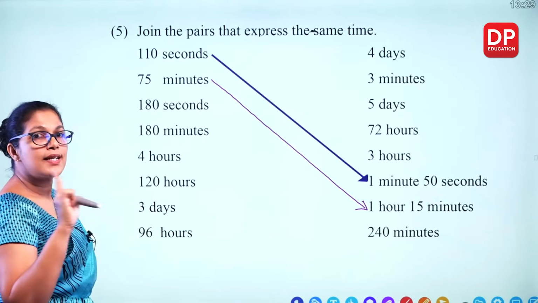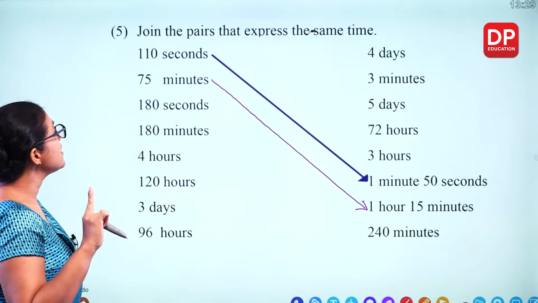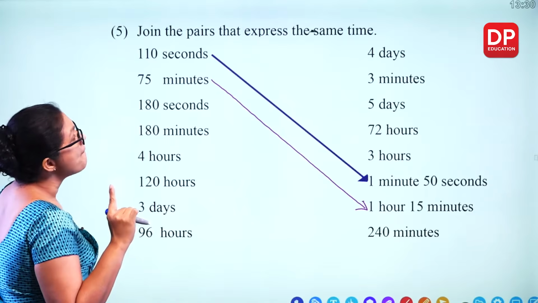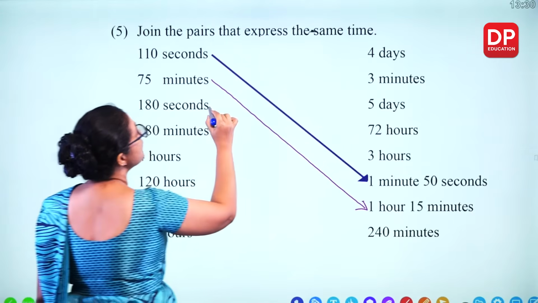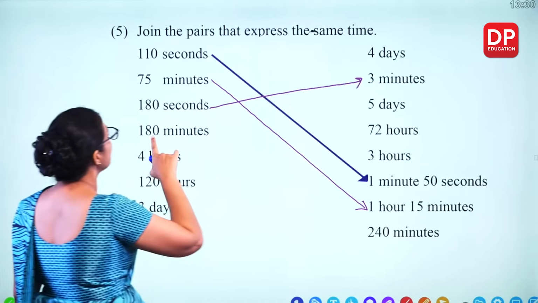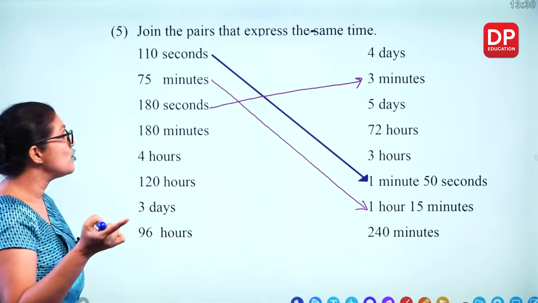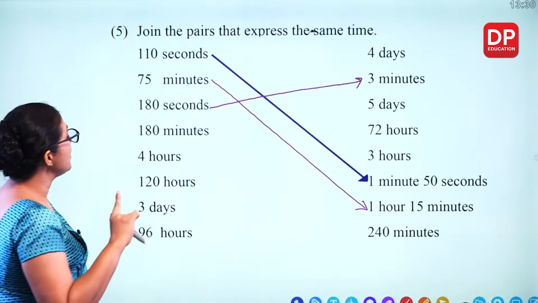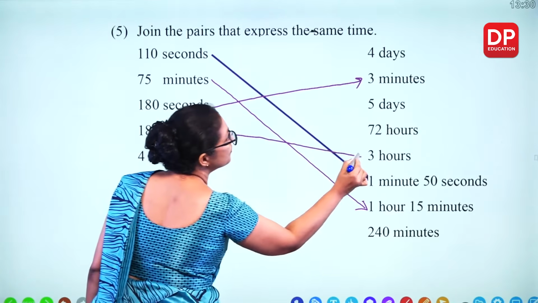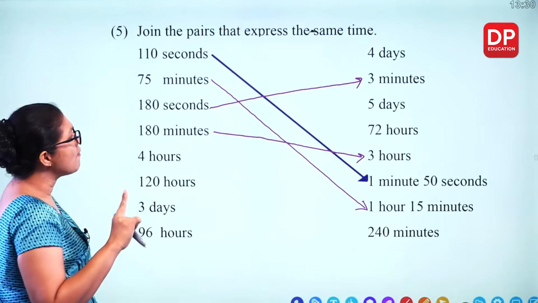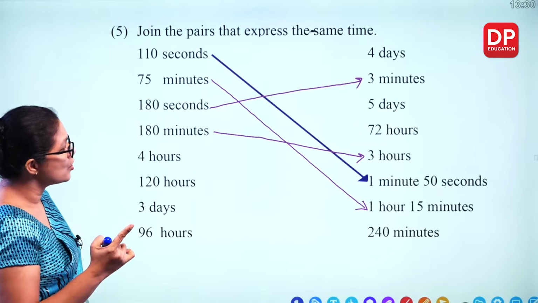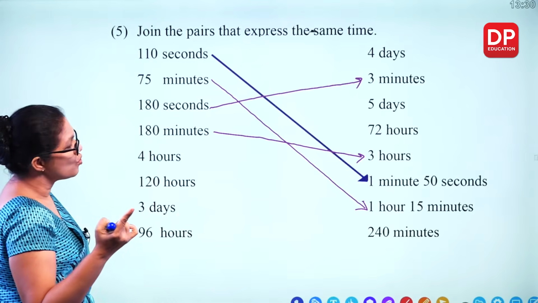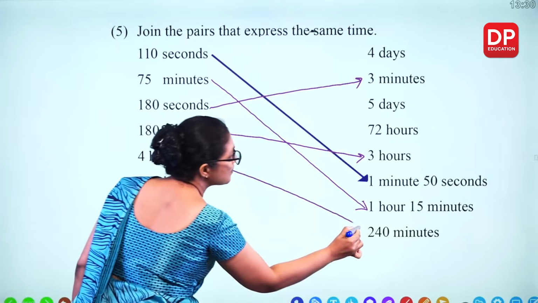180 seconds. 180 seconds divide by 60, you get 3 minutes. 3 minutes is there. 180 minutes, when you divide by 60, you get hours. 3 hours. 4 hours, we can convert to minutes. 4 times 60, 240 minutes.